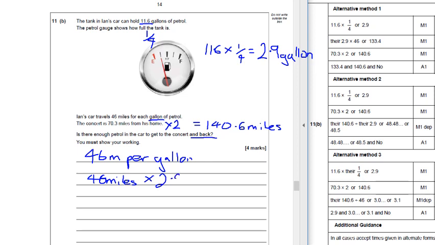So we've got 2.9 gallons. Okay, 46 times 2.9 is 133.4 miles. Is there enough petrol? No. Even if it went to 145, I'd still say fill up. It's not worth it, especially because at the bottom of your petrol tank, it's all the dirty petrol or diesel, whatever. So I'd fill up. Let's see what the marking scheme says. We've got 2.9.